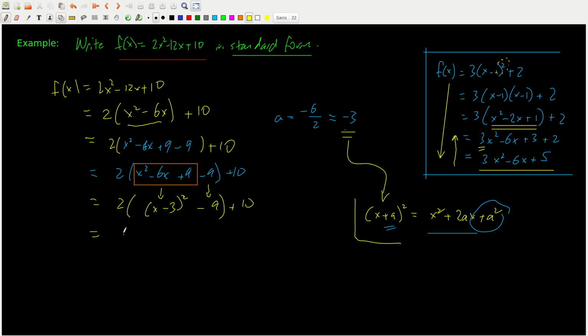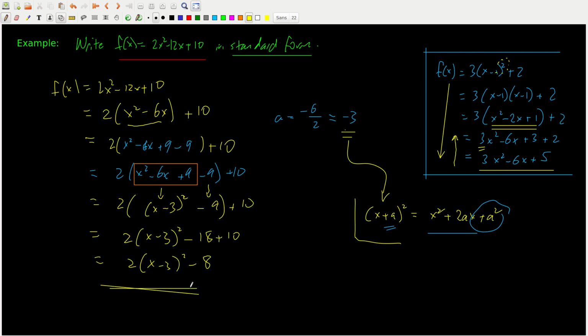And so expanding this out, we've got 2 lots of (x minus 3) all squared. I'm distributing the 2 now: 2 lots of 9 are 18. Then we're adding 10. So 2 times (x minus 3) all squared, minus 18 plus 10, that's negative 8. All right?